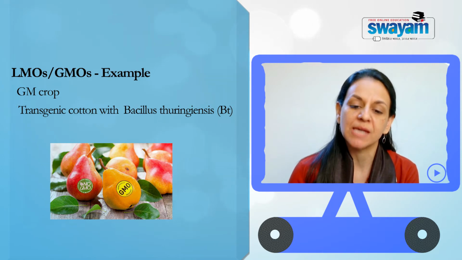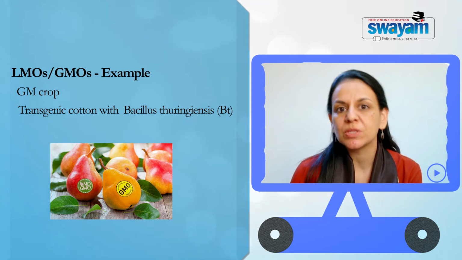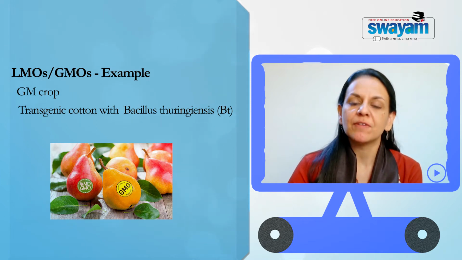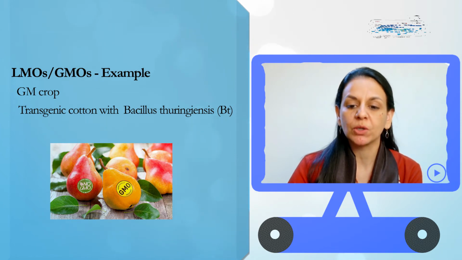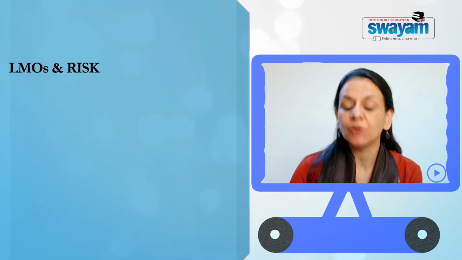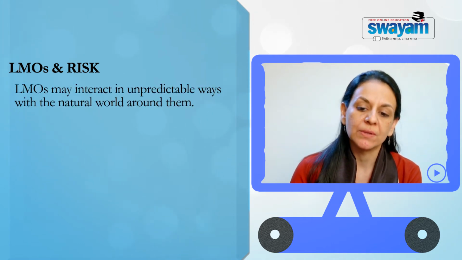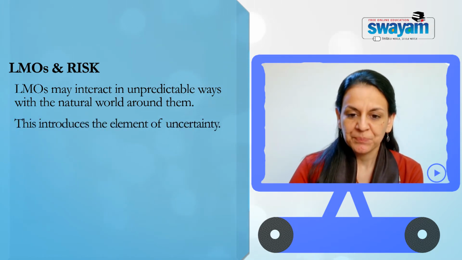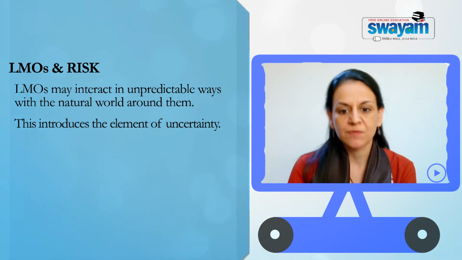And this is an example where law has had to keep pace with so-called modern technology, because living modified organisms are something that are believed to have developed from modern biotechnology. And since they are unnatural, have not existed in nature before, they interact in unpredictable ways with the natural world around them. And that introduces the element of uncertainty. This is a key issue or a key challenge that biosafety laws have to deal with.